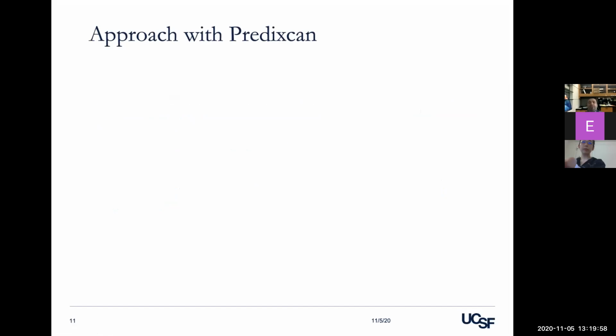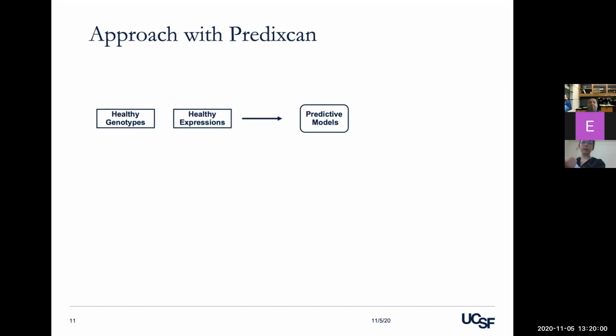This is a methodology called PrediXcan. The way it works is like this. We take a control group of people, just healthy people, and we have their DNA and we have their RNA levels. What can be done with machine learning is to make these sorts of predictive models where, given a certain genotype, we can predict the RNA expression level for that gene.